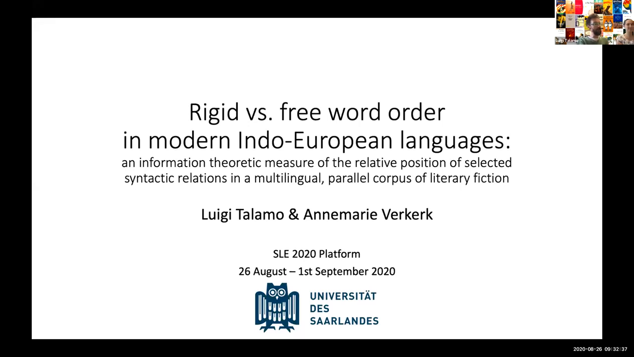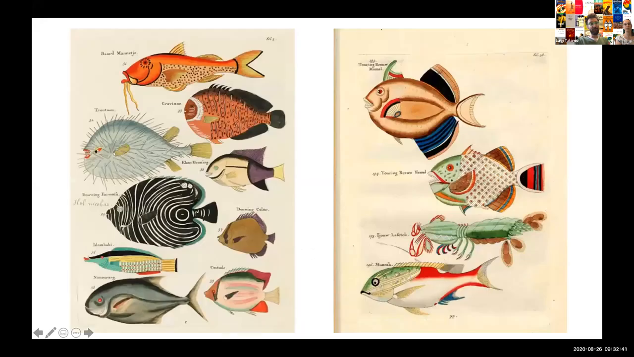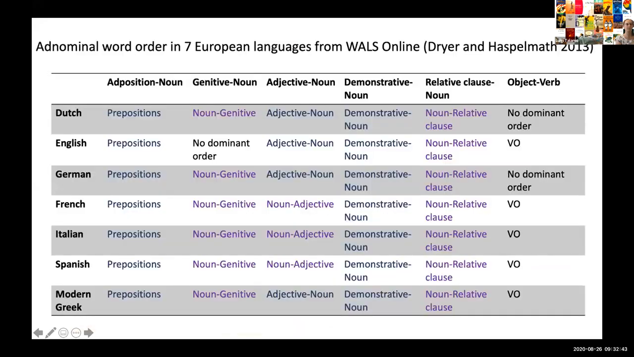We are going to look at 7 Indo-European languages: Dutch, English, German, French, Italian, Spanish, and modern Greek, and at some of these well-known word order typologies, which are neatly plotted on the screen.